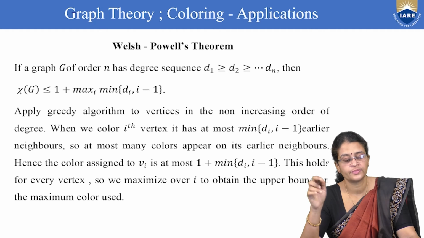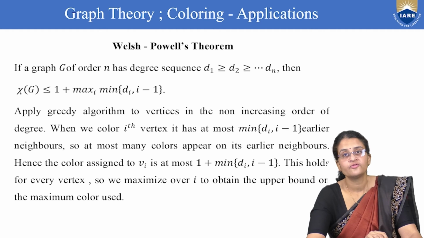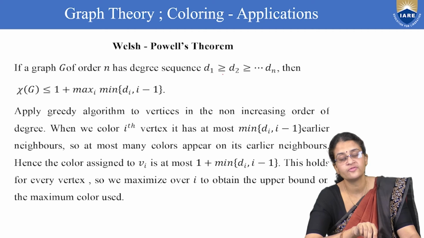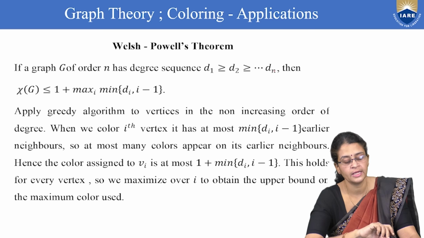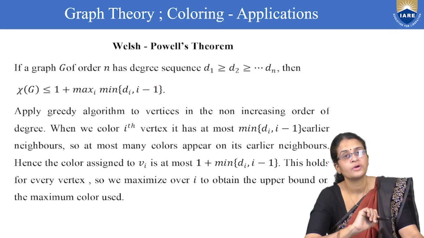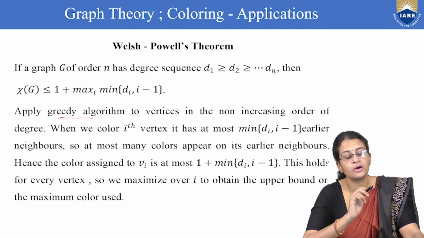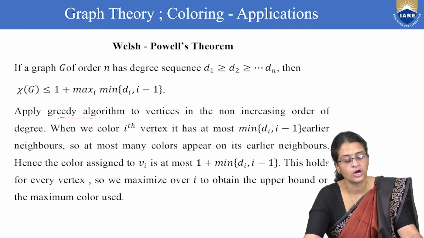Welsh-Powell's theorem states that if G is a graph of order n and has the degree sequence d1, d2, etc., where d1 is greater than or equal to d2 greater than or equal to etc. dn, then the chromatic number of G is less than or equal to 1 plus the maximum over i of the minimum of di and i minus 1. We are using this greedy algorithm on the vertices in non-increasing order of degree.